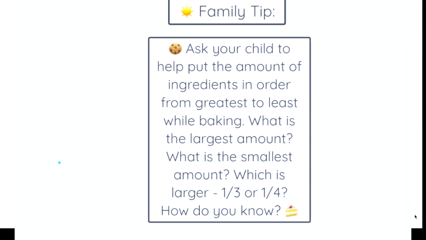This week's family tip is to ask your child to help put the amount of ingredients in order from greatest to least or least to greatest while you're baking something. You can ask them questions like, what's the largest amount? What's the smallest amount? Which amount may be somewhere in the middle? Or you can even ask them questions like, which is larger, 1/3 or 1/4? Or substitute any other fractions you see in your recipe. Remember to ask them how they know so that they get into practice of justifying their answer.